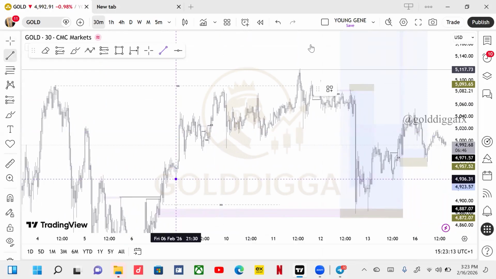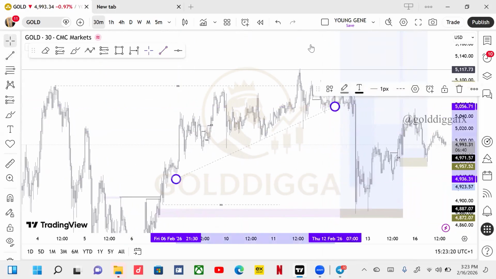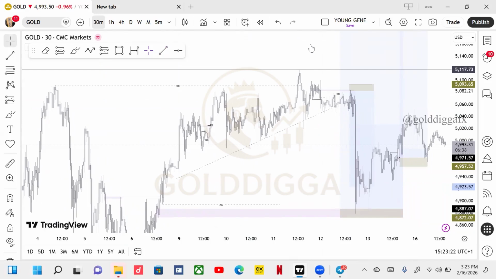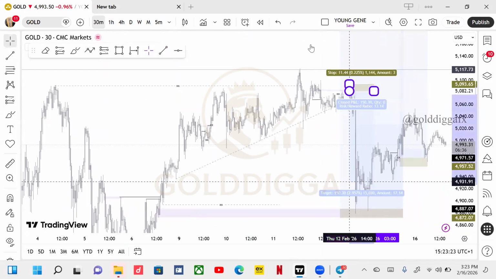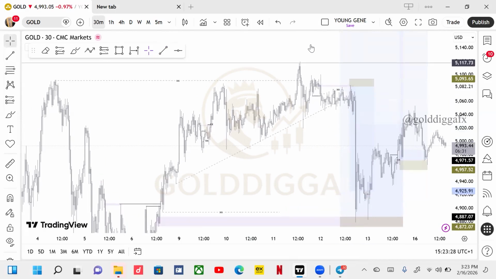So I adjusted like this. I think I adjusted like this or something. Yeah. So you can see how many touches this has, and that's why my TP is here, somewhere around here. That's why I have my TP there. You can see how many touches this has.